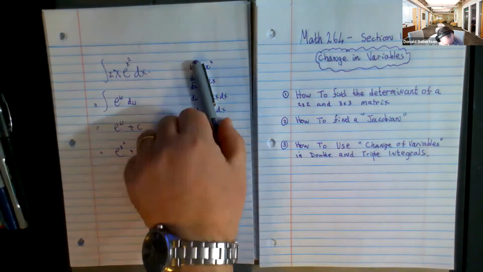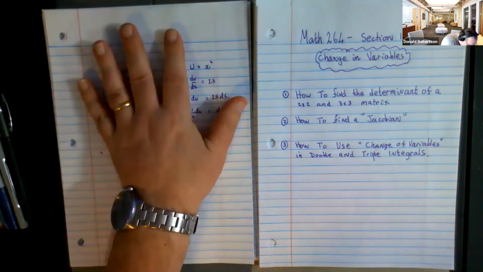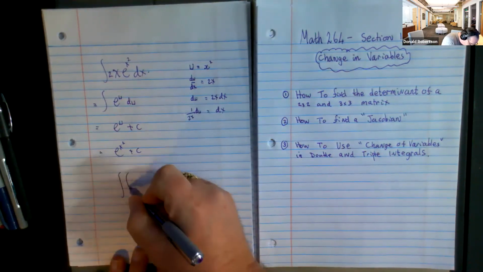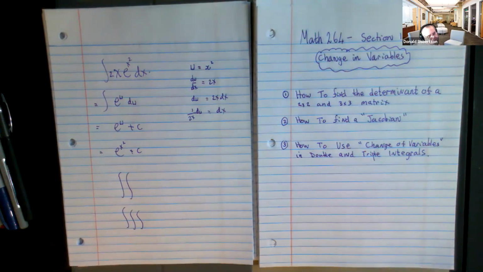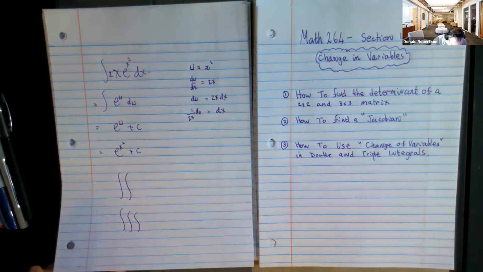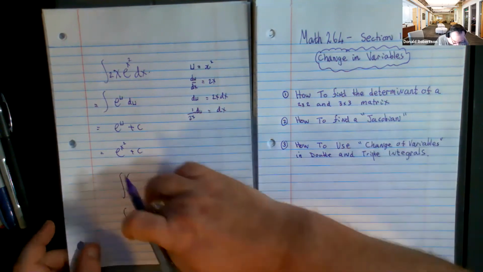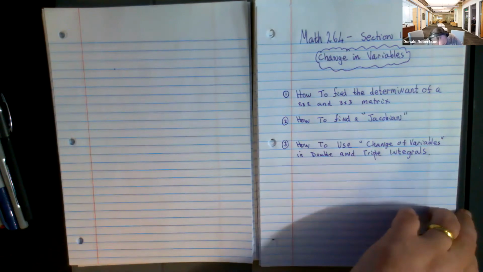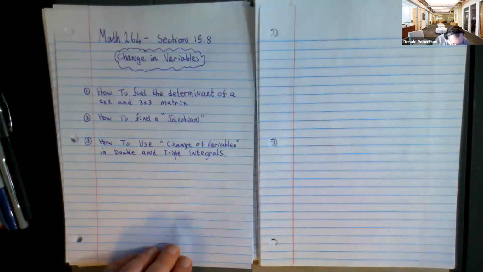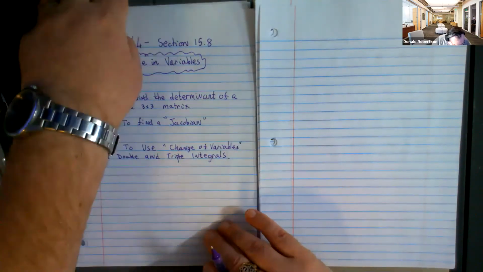So that's our goal. We're going to do that, but we're going to do it with double and triple integrals. So that's the change. Right? How do you do that? Well, before we get to step 3, which is how do you integrate using a change in variable technique, I have some skill building that we need to be getting used to first.